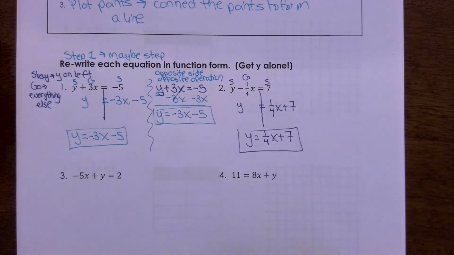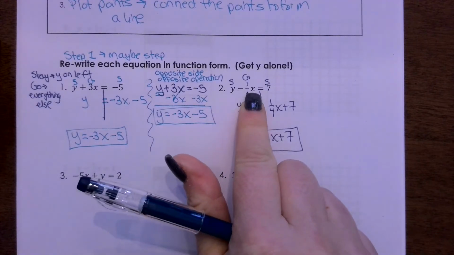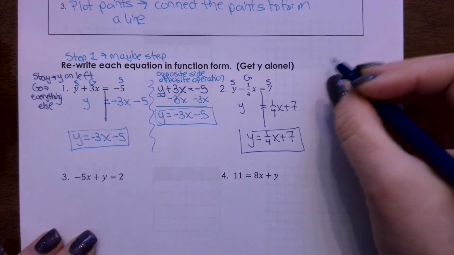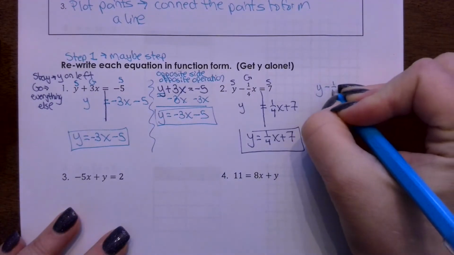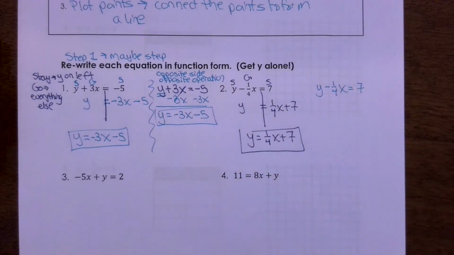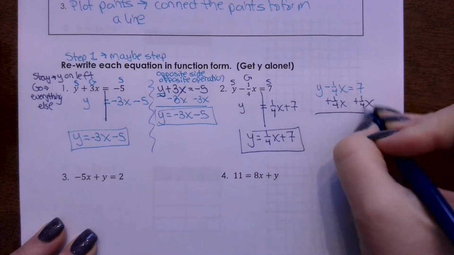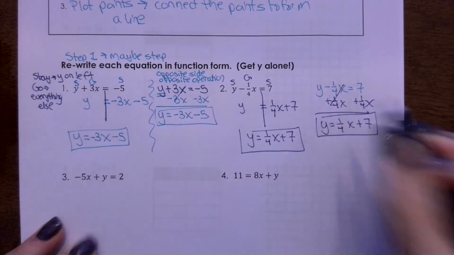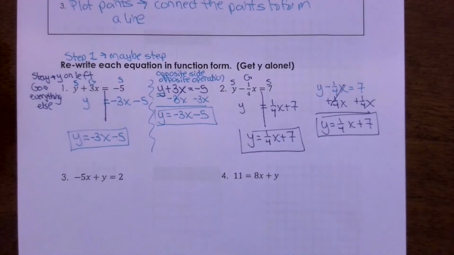If I wanted to use the opposite operation, if I want to move minus 1/4 x to the opposite side, I'm going to add 1/4 x. And I'll show you that just so you can see it very clearly. Over here, I'm going to put y minus 1/4 x equals 7. I will add 1/4 x to both sides, and I will get y equals 1/4 x plus 7. Same equation, just two different thought processes behind that.